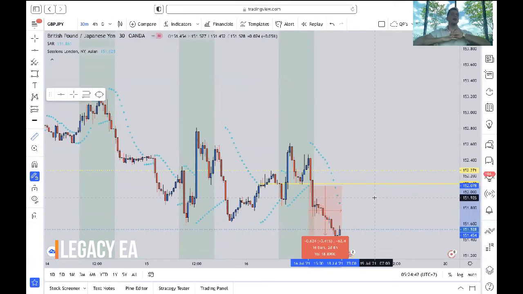So overall, it was an amazing week. A lot of big moves happening on both EURUSD and pound yen. A lot of profit that you could have made for sure, well over, if you apply risk management and everything, well over 10% a week.